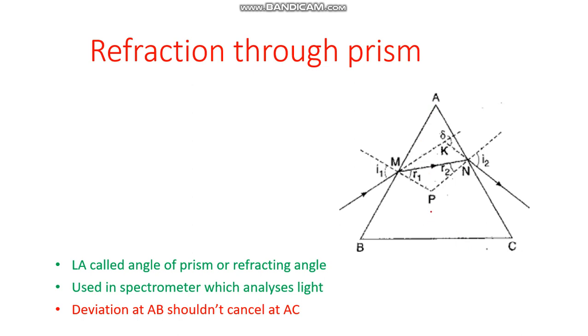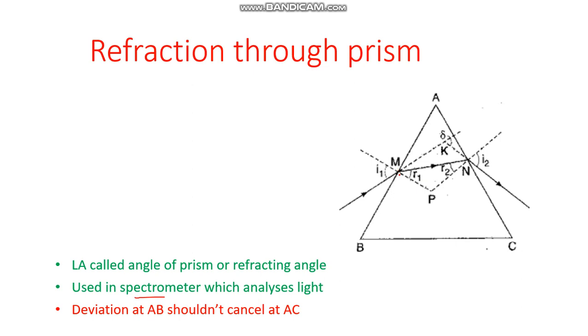So this prism is used in a spectrometer for analyzing light. The prisms are maintained in such a way that, you can see here, this AB surface and AC surface are the refracting surfaces. BC is the base. Now here, the angle with which the light rays enter, they undergo refraction.